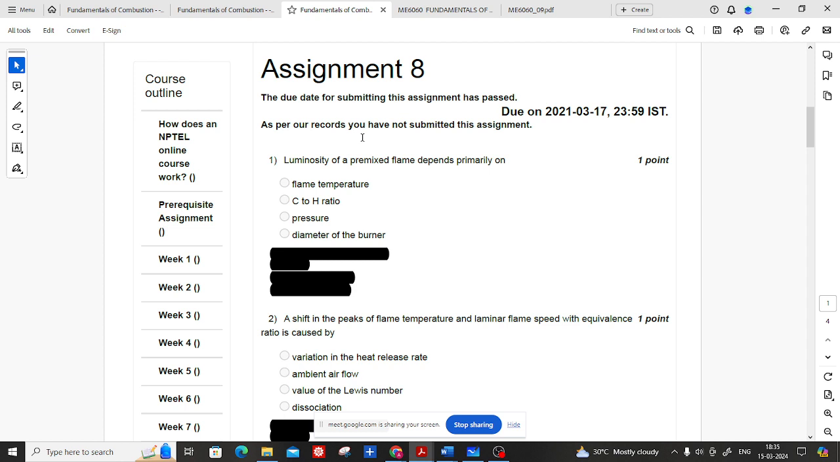Anyone, please answer question number 1. Fraction of C to H ratio? No. See, it is asking about luminosity, basically how bright it is. The luminosity of a premixed flame depends primarily on what? Suppose you are seeing some iron bar. How bright it is, on what factor does it depend? If the temperature keeps on increasing, then the brightness will keep on increasing.